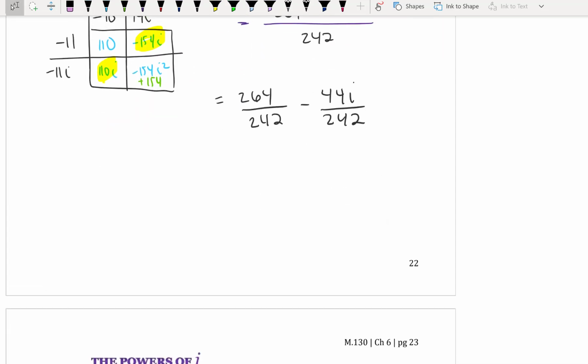So my fraction, when I simplify, 264 over 242, that's going to give me 12 over 11. And my fraction, 44 over 242, gives me 2 over 11. And I can't forget that I have my i there as well.